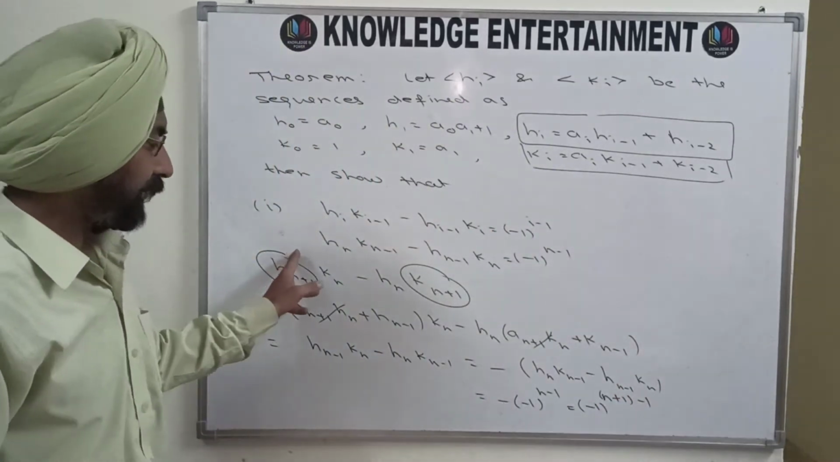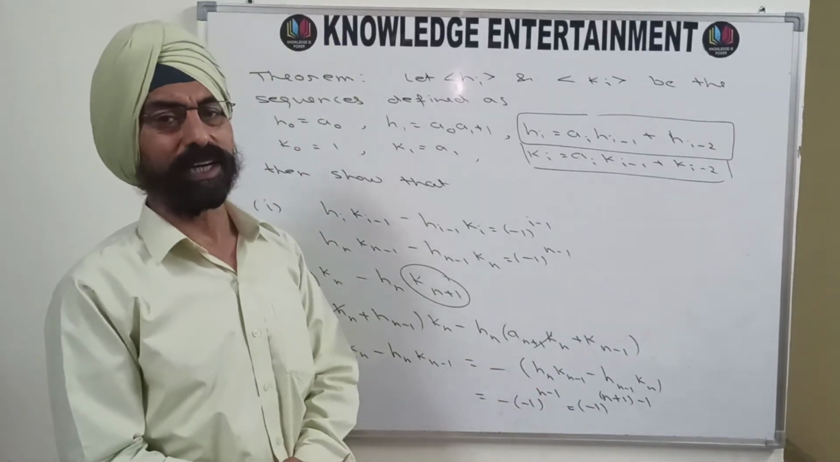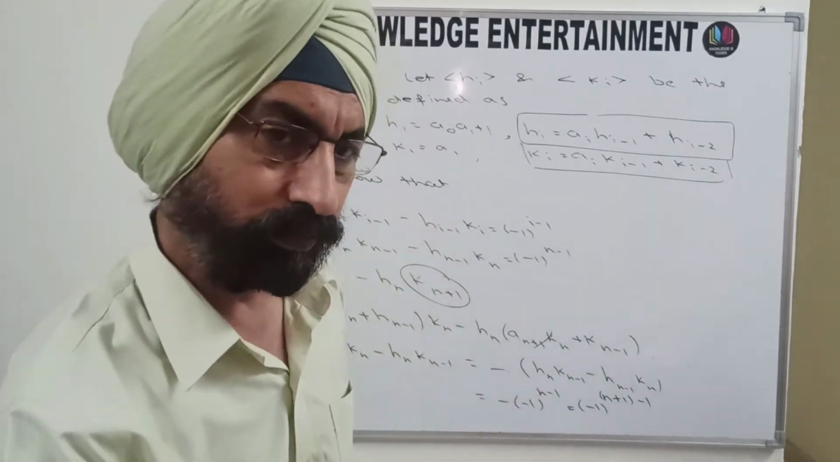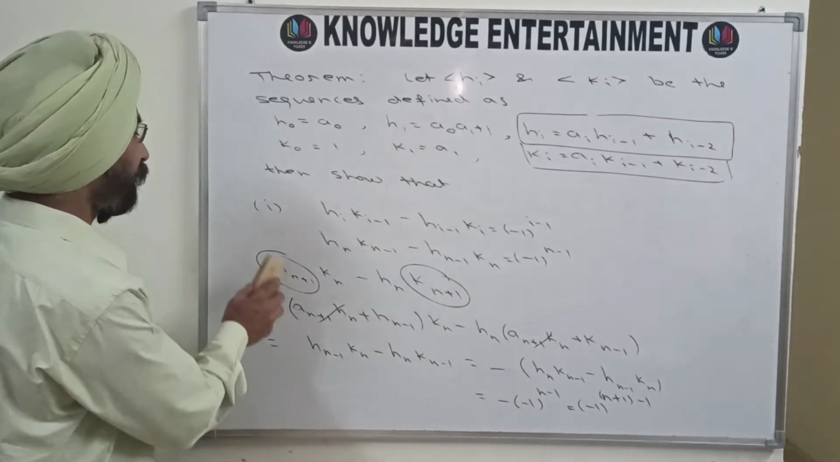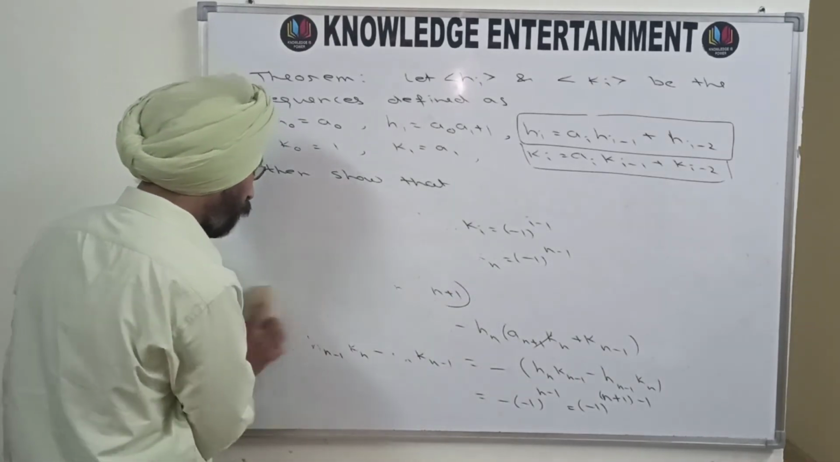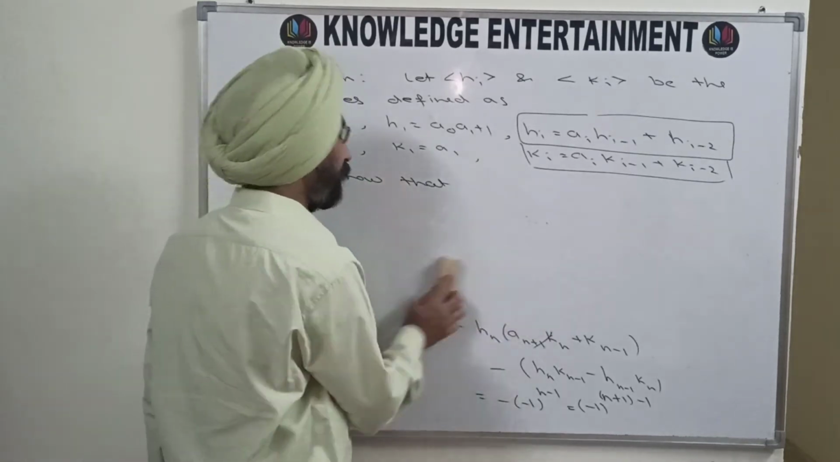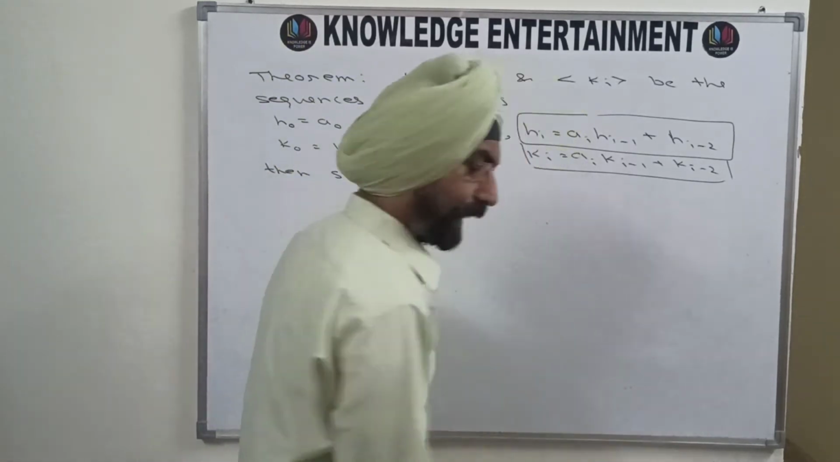That means the result is true for i is equal to n plus 1 also. That means the result is true for all n because of the principles of mathematical induction. And now we are going to prove the second result on the same lines.